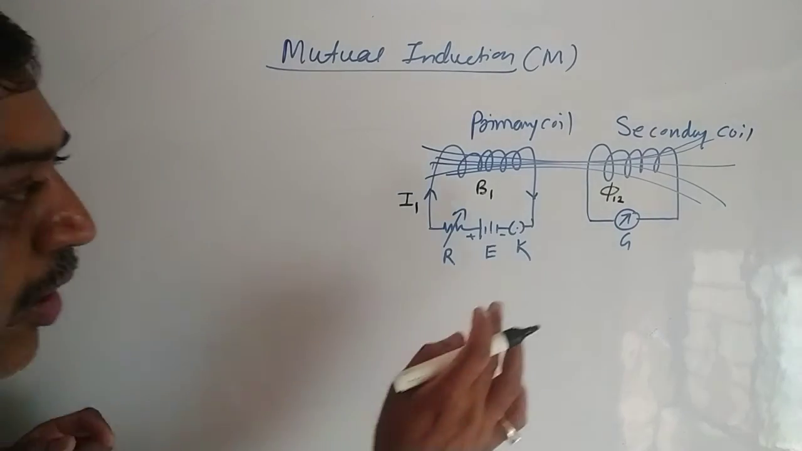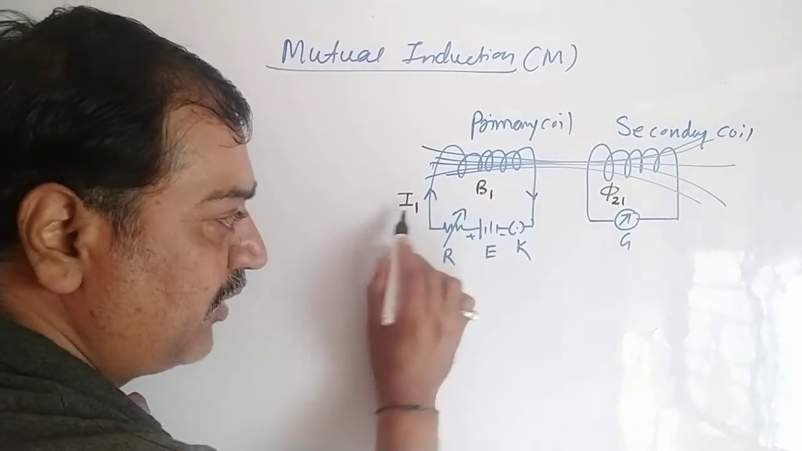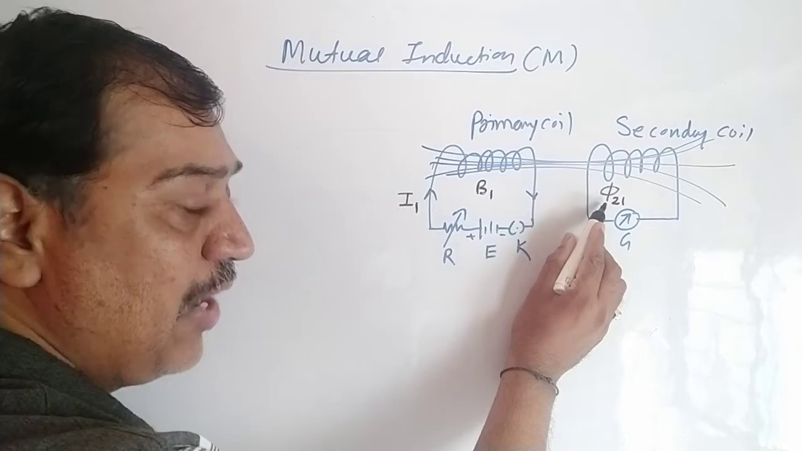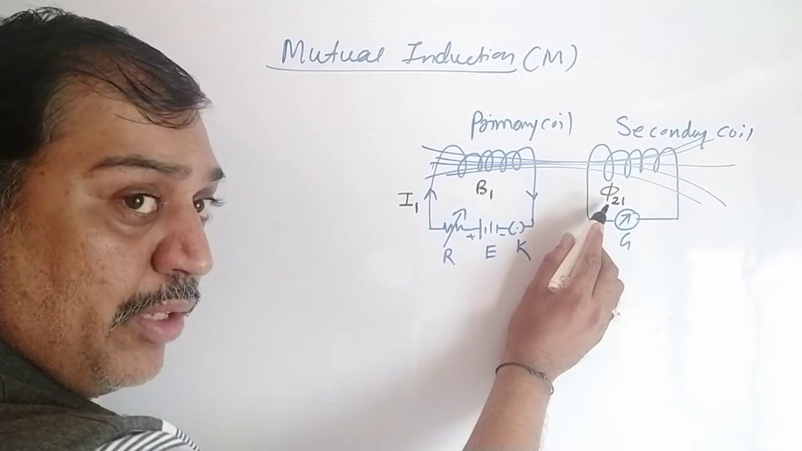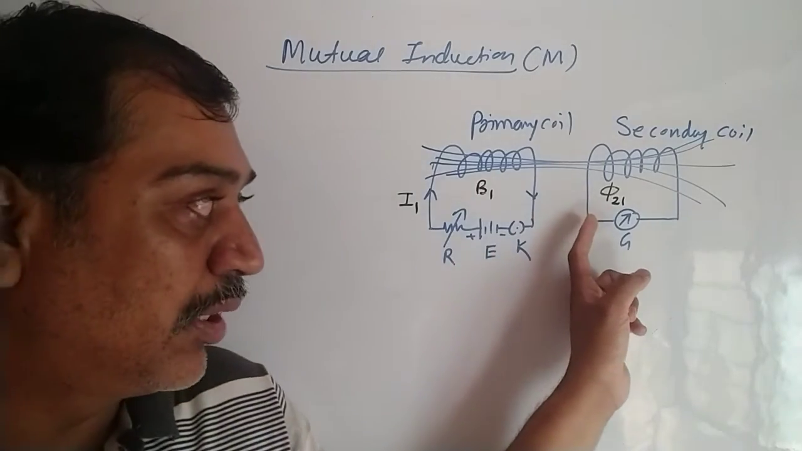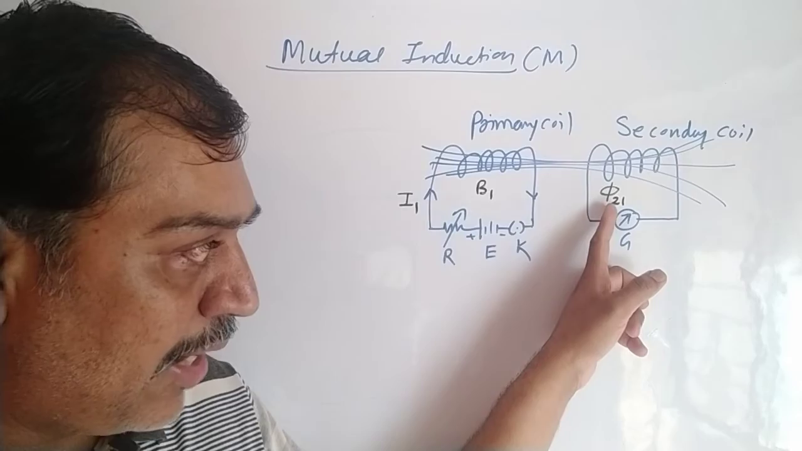They have taken φ21. Due to this current, this magnetic field is produced. Due to this magnetic field, this φ21 is the amount of magnetic flux linked to the secondary coil. So φ21 stands for what? Current flowing in the first coil induces a magnetic field in the second coil.